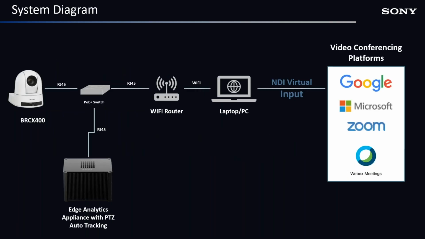So this is a scenario here in my home office. What we're using currently is the BRC X400 connected to a PoE switch, also again enabled via NDI, and it has also the capability of my Wi-Fi router. So I'm using my PC over Wi-Fi to access the BRC X400 over NDI.